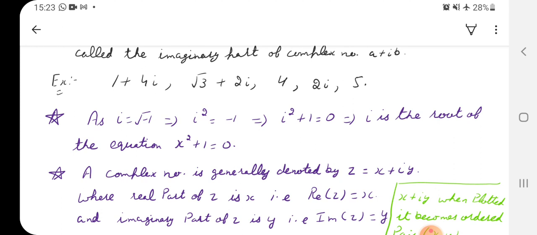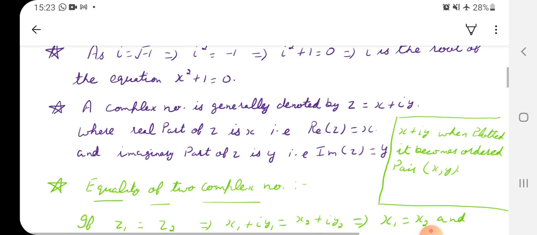Why can I say it? Because iota is satisfying this equation. So if iota is satisfying this equation, it will be a root of this equation, right? So iota will be a root of x square plus 1 equals to 0. Earlier in 10th class you didn't know about the root of x square plus 1 equals to 0, but now you came to know what the root of this equation is, that is iota. Plus minus iota, both you can take, right?